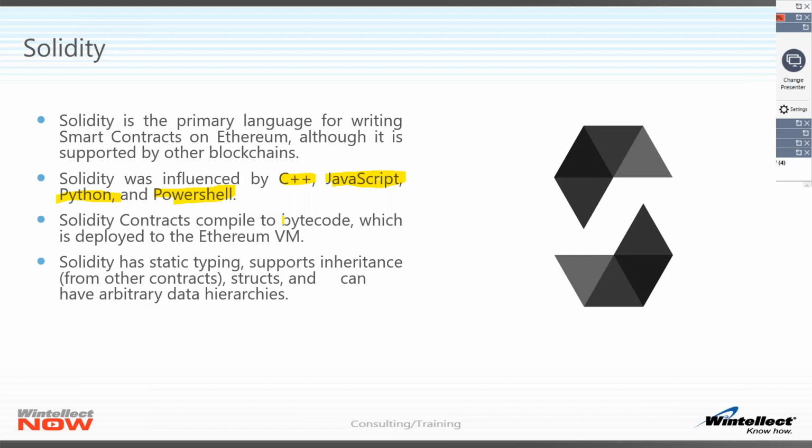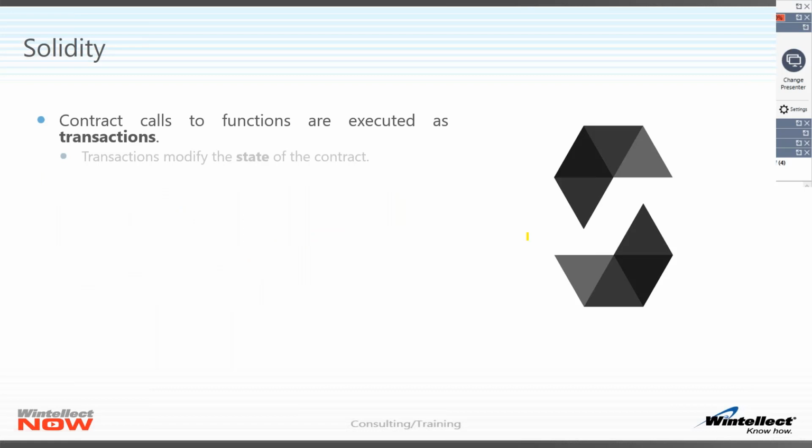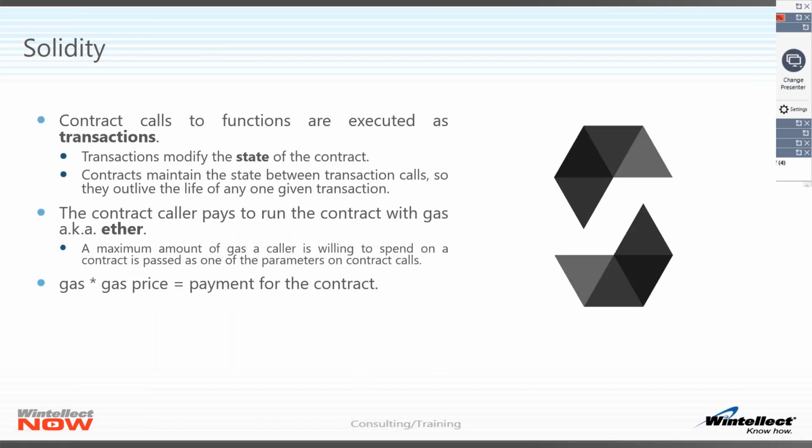Solidity contracts compile into bytecode, and they get compiled to the Ethereum VM, which we mentioned already. Just some paradigms: it uses static typing rather than dynamic typing. It supports inheritance from other contracts, which work a lot like classes do. It supports structs, and can have arbitrary data hierarchies with things like structs and contract hierarchies, and so on and so forth. So it's got a lot of the similarities that you would have paradigmatically with what you would have in C++. Again, we talked about state already and what that means.